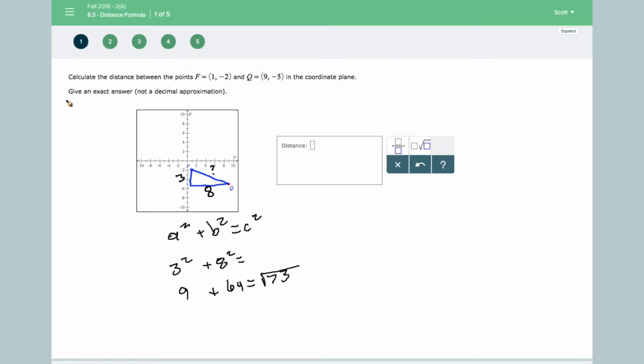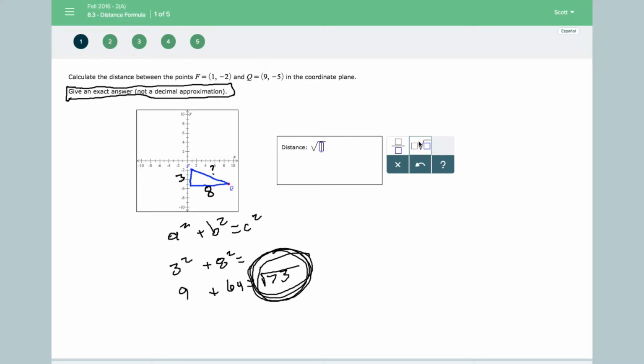Now it says it wants an exact answer, not decimal. When it says that, it means it wants that number right there. And that is my answer, the square root of 73. So I'm just going to put that right here, square root 73, and we're done. If I did the square root of 73, I would get a very long decimal. But it doesn't want a decimal. It wants the exact answer. Whenever it says exact answer, it wants the radical symbol.